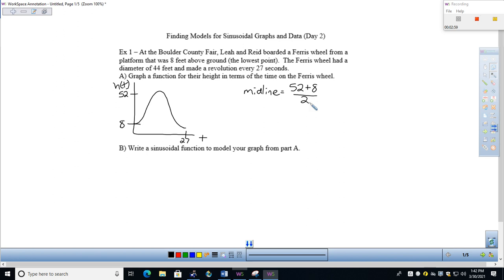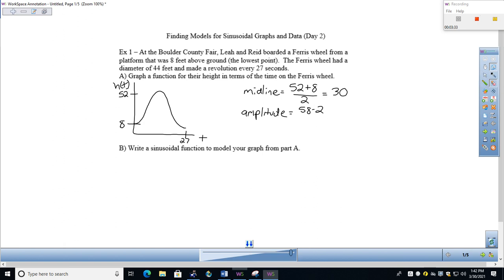And so I do that. 52 and 8 make 60, divide by 2. So the midline, essentially, the d value would be 30. That's great. And again, just in terms of finding the amplitude, rather than trying to count things out, we figured out that the amplitude would be the maximum minus the minimum divided by 2. It's sort of half the distance between the maximum and the minimum.